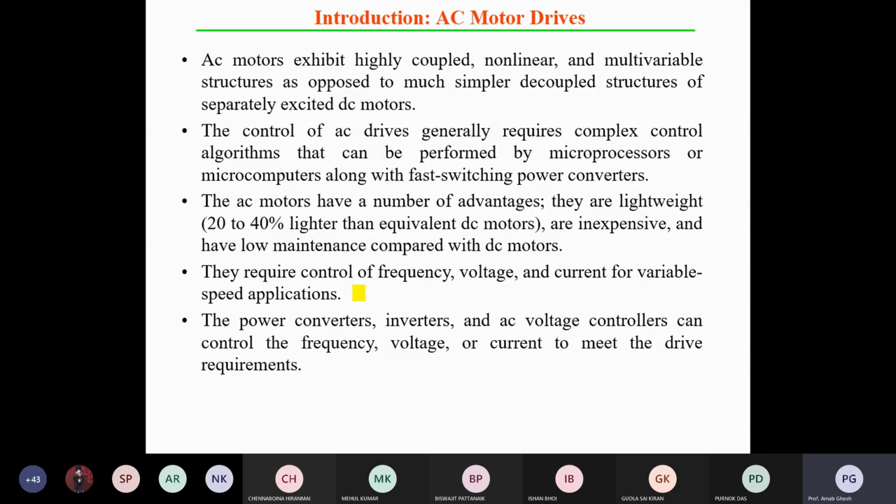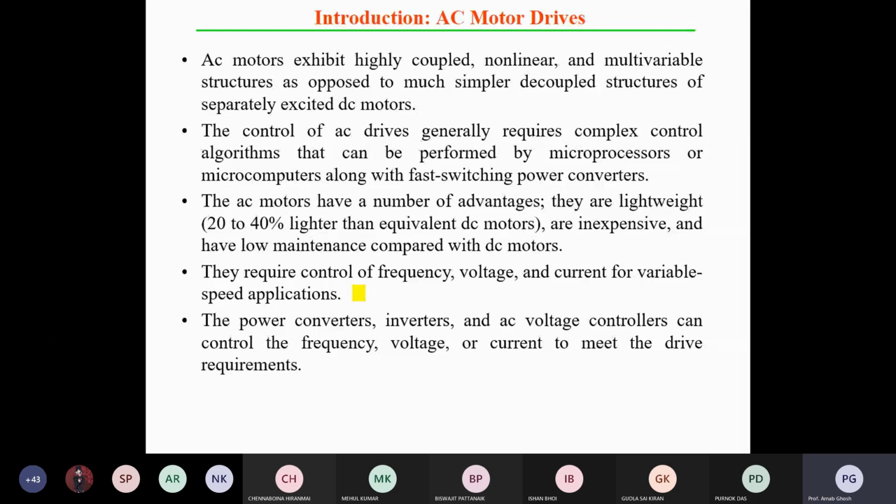That's the basic introduction of AC motor drives and their working principle. So how does it work? The AC motor exhibits a highly coupled, non-linear multivariable structure, as opposed to the much simpler decoupled structure of a separately excited DC motor. So you have to decouple it; DQ complications are there for the control. But it is required for the induction motor.